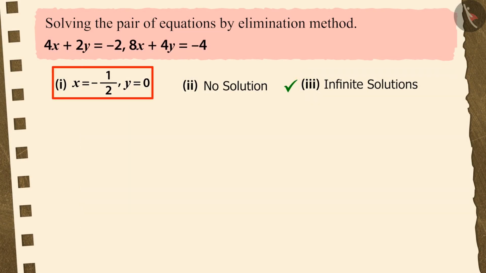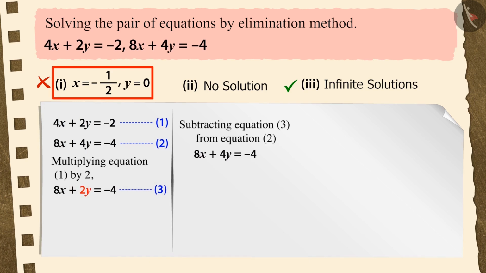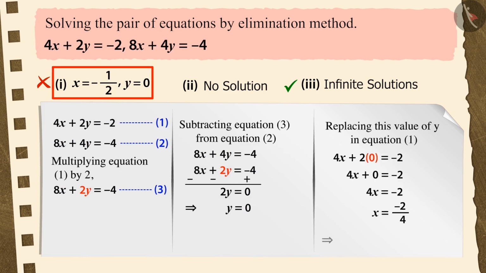If you selected option 1, then it is a good try, but it is the wrong answer. Because to solve the given pair of linear equations, when you multiply equation 1 by 2, you forgot to multiply y by 2 and solve the question further. As a result, you ended up with a wrong answer.